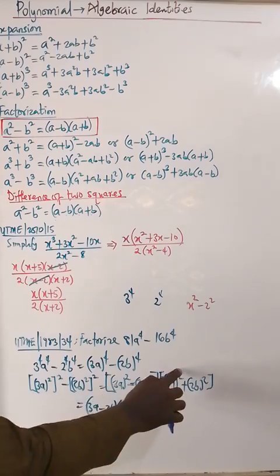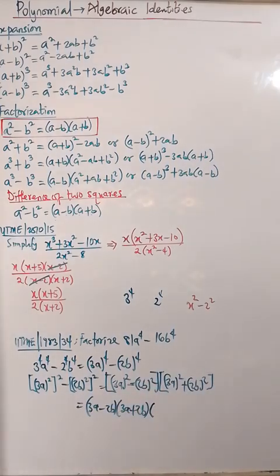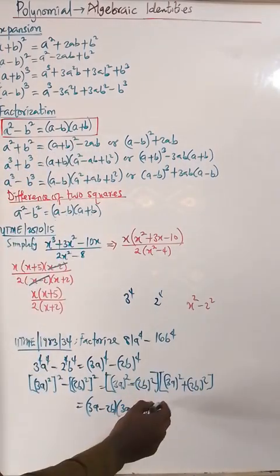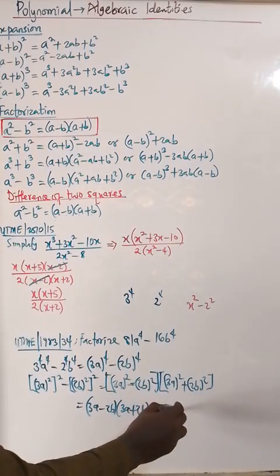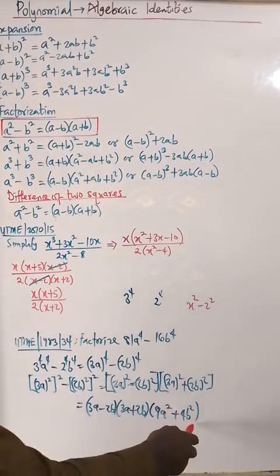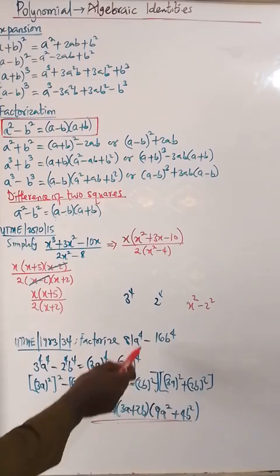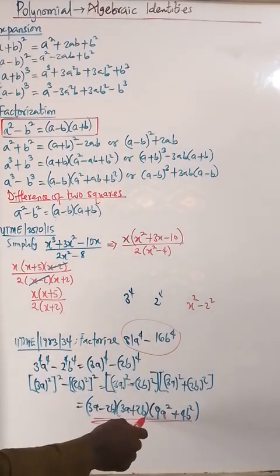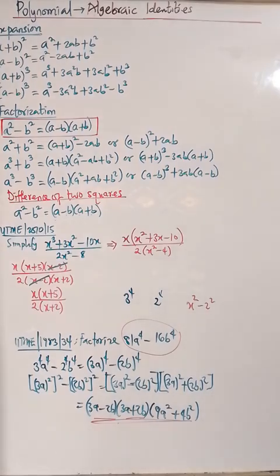Then for this, sum of 2 squares doesn't have any factor. So we just expand. 3 squared is 9, so this becomes 9a squared plus 4b squared. And this is the final answer. So the expansion of this gives this. Meaning this has 3 factors: 3a minus 2b, 3a plus 2b, and 9a squared plus 4b squared. I believe with this example, no matter the kind of expression you are given of fraction, you should be able to simplify.